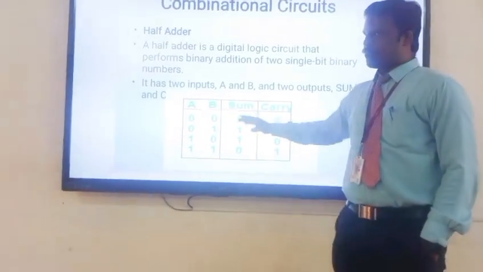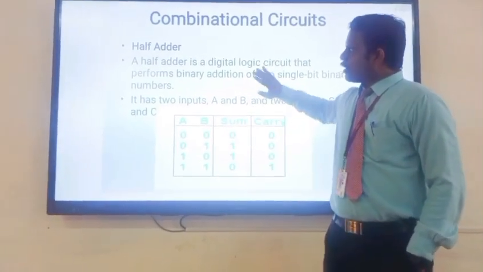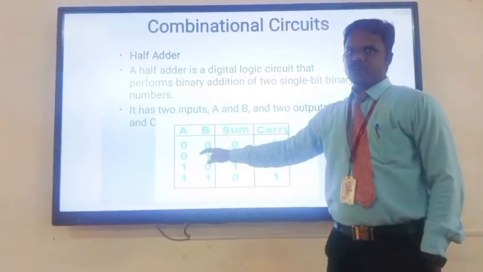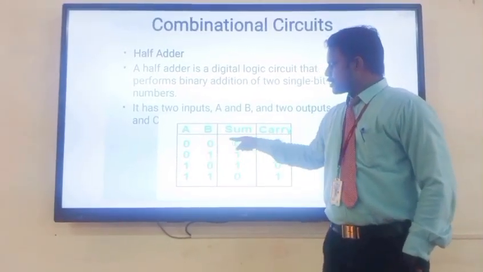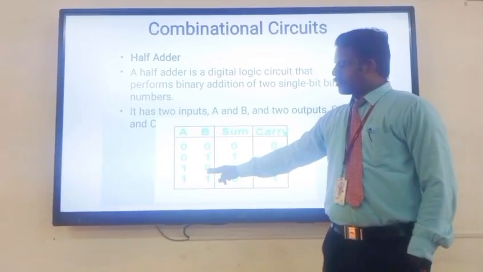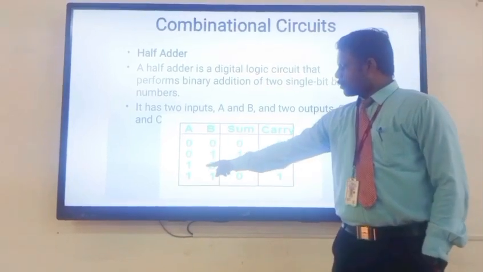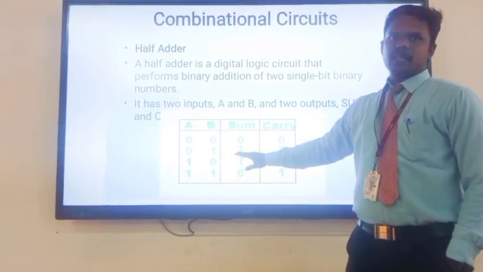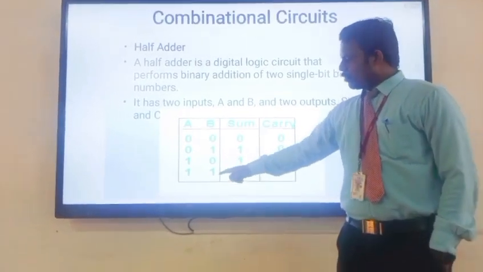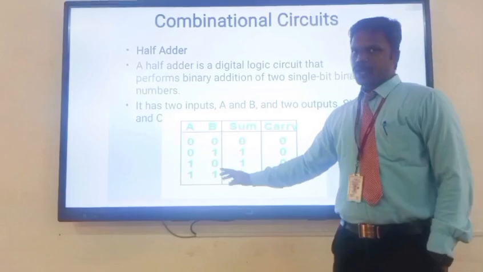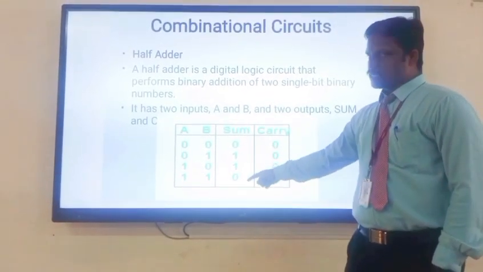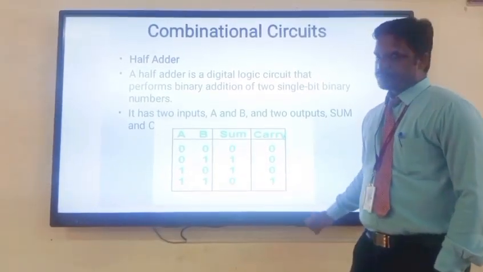Sum and carry are the outputs. First we consider the first combination. It is a combinational circuit that performs the logical addition of two inputs. Adding 0 and 0, sum equals 0, carry is also 0. Consider the second and third combinations: 0 plus 1 equals 1, and 1 plus 0 equals 1. In these first three combinations there is no carry, so the carry values are 0. In the last combination, 1, 1, we are adding 1 plus 1, and the result is 1, 0. That 0 is called the sum, and the remaining 1 is called the carry.